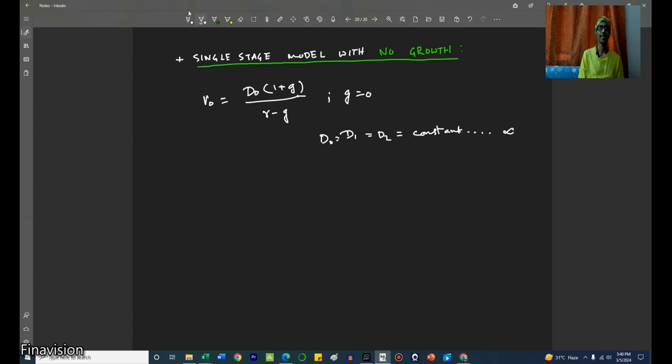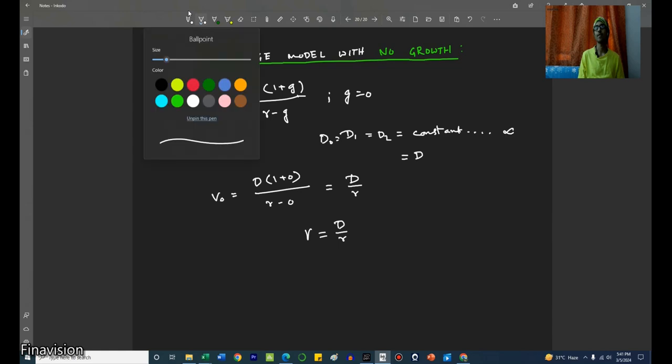So in this case, let's say the dividend is D. So here the V0 becomes D into 1 plus 0 divided by R minus 0, or simply this expression becomes V is equal to D by R. V is equal to D by R. This is the expression for a constant dividend till perpetuity.